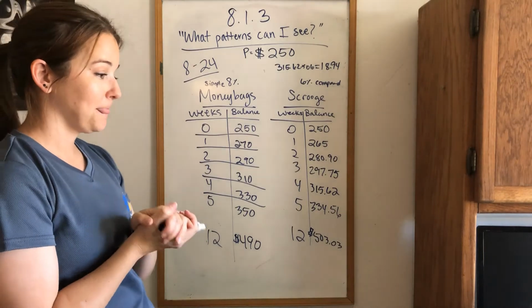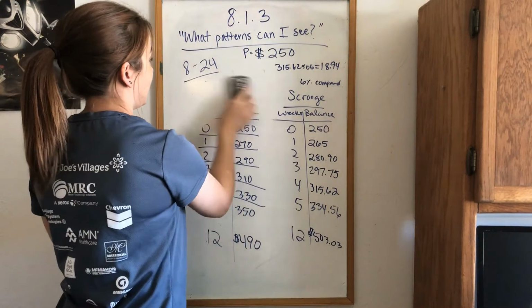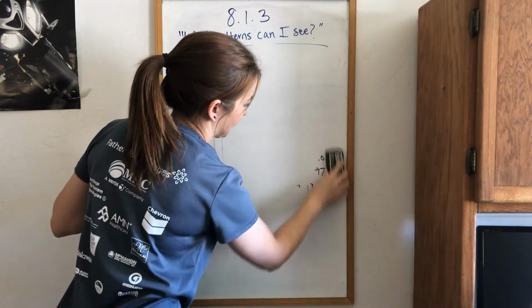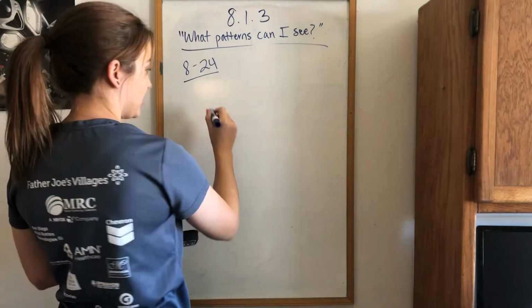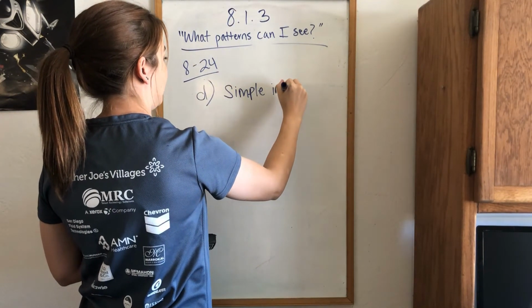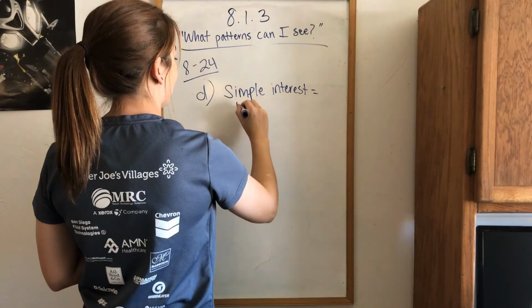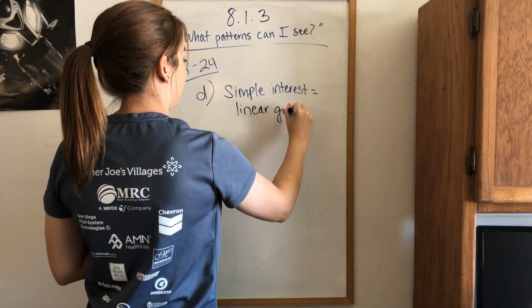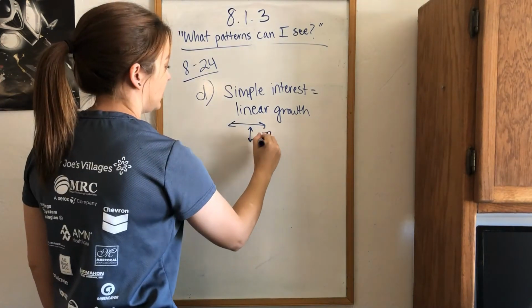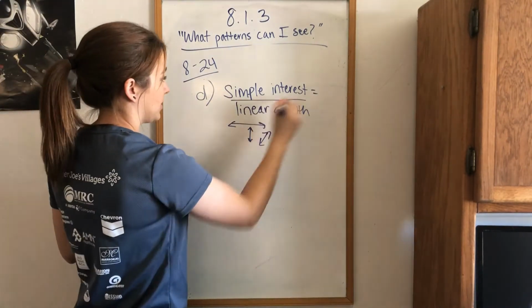Okay, part D. I need to erase my stuff because we've got some vocab words coming in. That was quite a hefty problem. Part D, simple interest is an example of linear growth. And linear means straight lines. Okay? Linear is straight lines. Constant rate.